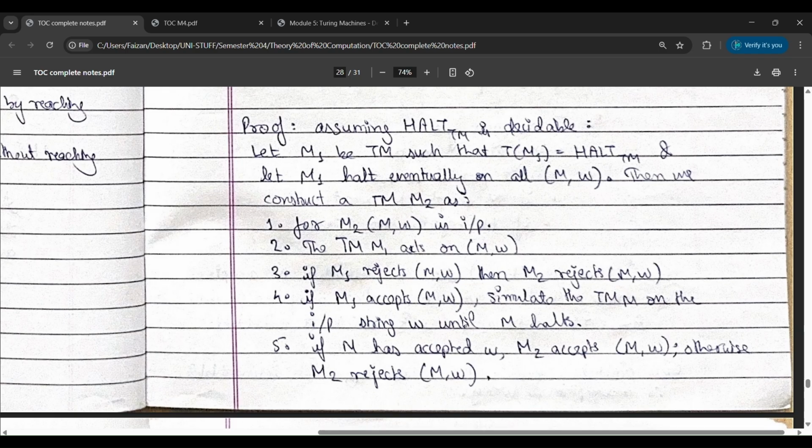If M1 accepts it, then we are going to simulate the TM on the input string until M halts. So first of all, it's the acceptance issue: will M1 accept it or not? If it rejects it, then M2 rejects. If it accepts, then you wait until M halts. If M has halted at an accept state, then M2 will also accept it. Else M2 will reject it.